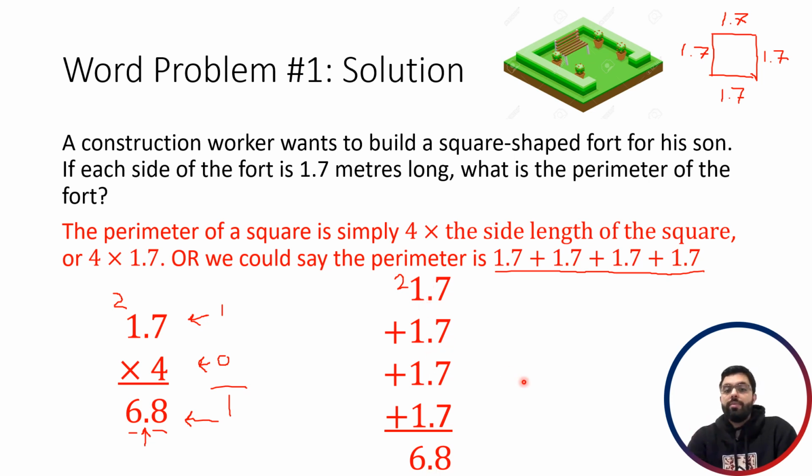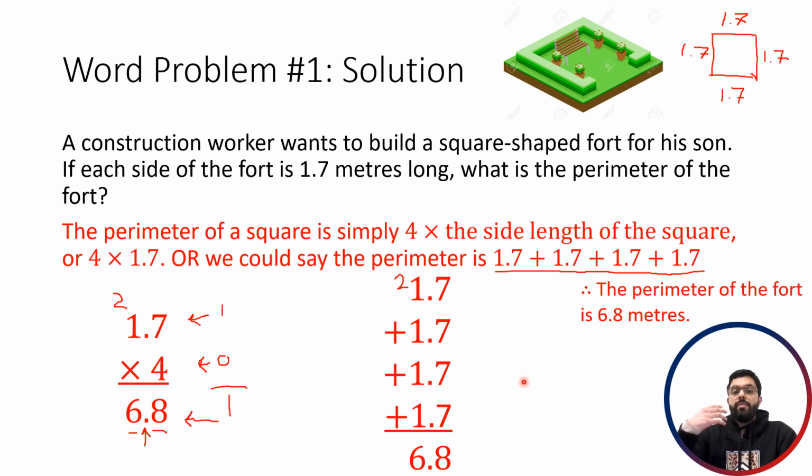And because it's a word problem, it's always good practice to put a concluding statement. You've got your answer of 6.8, but because it's a word problem, you should write out a sentence that answers the question being asked. The perimeter of the fort is 6.8 meters.